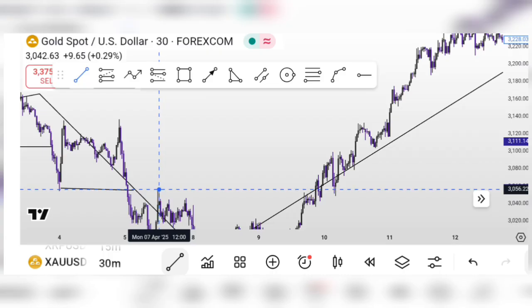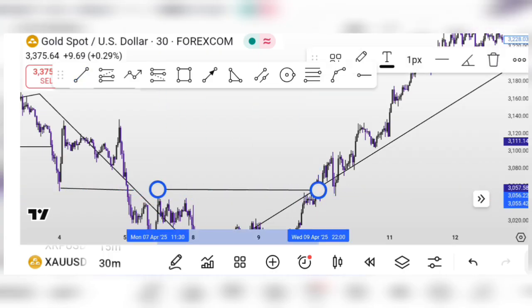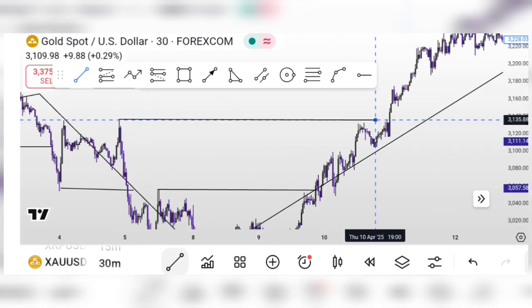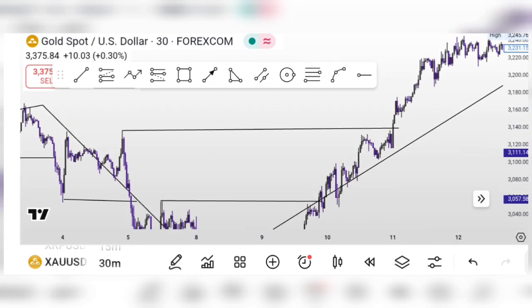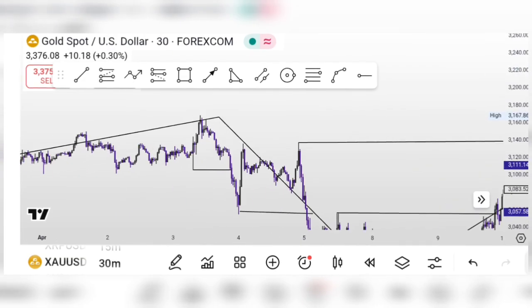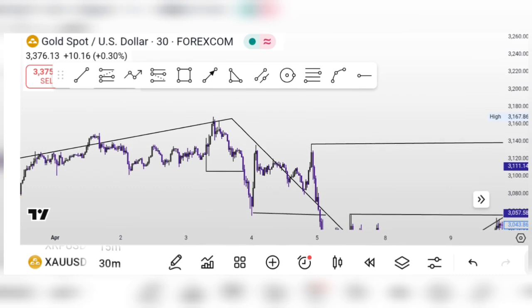Here, market broke it. It broke that liquidity here. Even here too, market broke this structure. So that is how break of structure works. And in this break of structure, let me show you how to use them. Let me show you an entry.